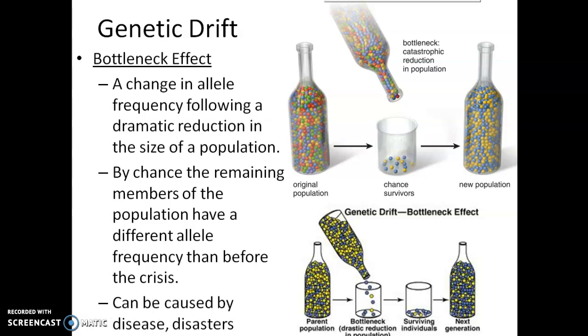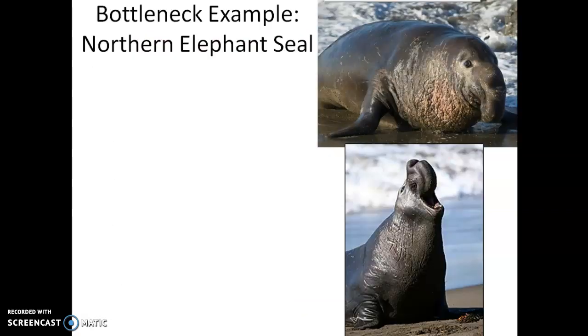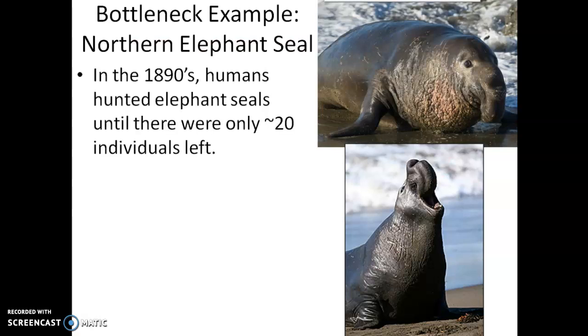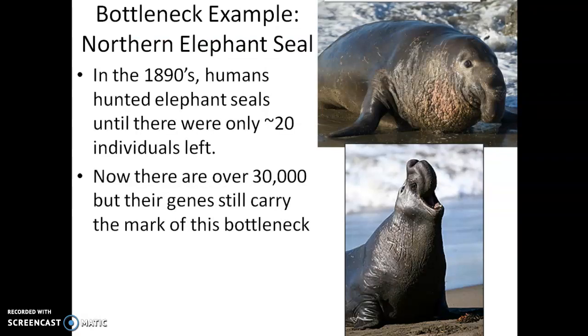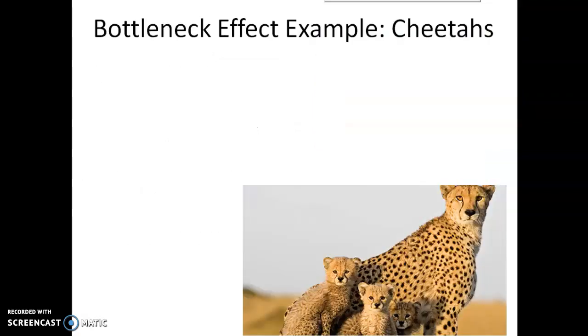Our real life example was the northern elephant seal, where they were hunted, that was the bottleneck, and now there were only a few left to repopulate. They did repopulate, but now they have side effects like a poor immune system, and they're generally smaller than they once were.